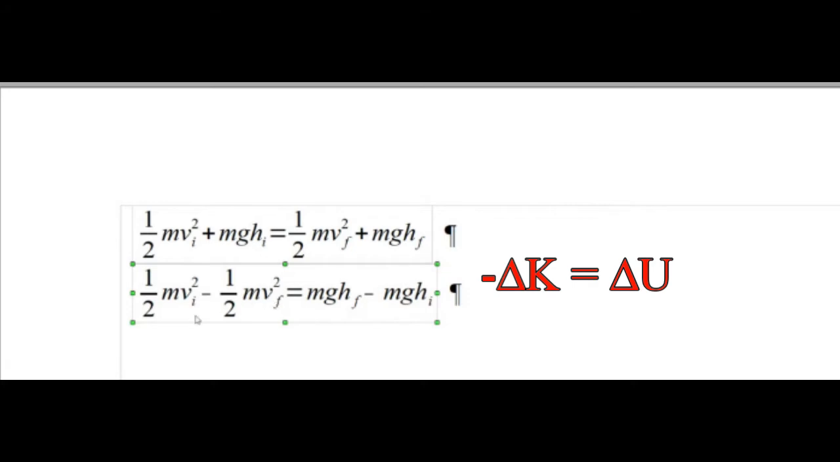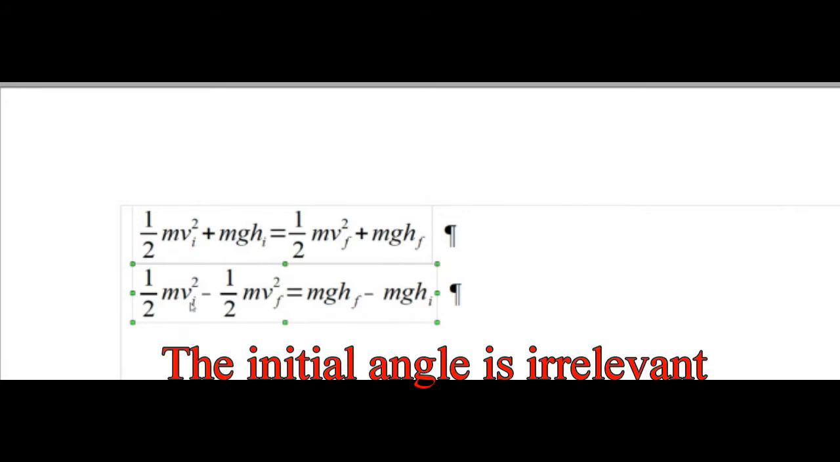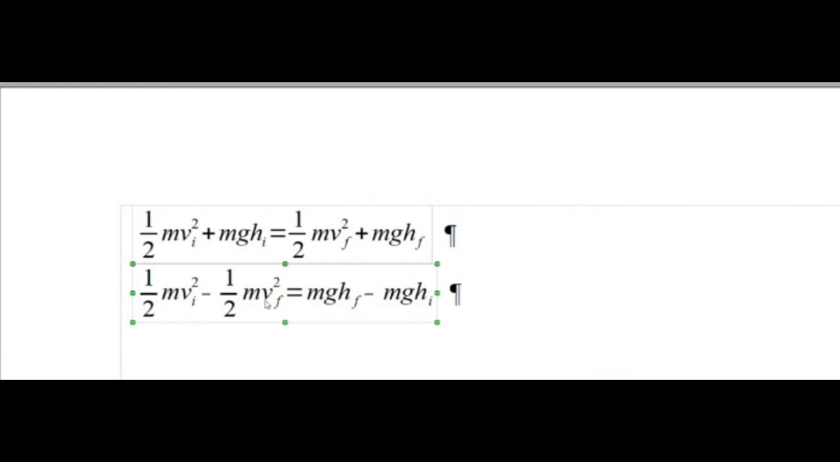When it is first shot up in the air, it's being shot at some initial speed at some angle, and it's irrelevant because all we care about is the initial speed. At the peak, there is no vertical velocity. It's all horizontal. So therefore, my final speed at the peak is going to be whatever my initial speed was times the cosine of the angle.